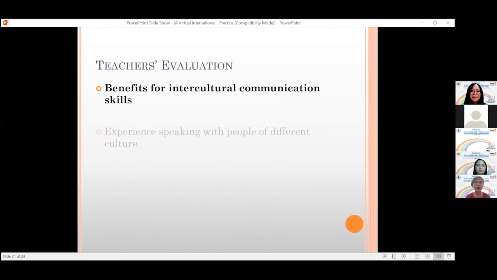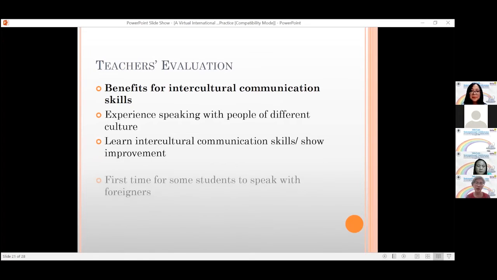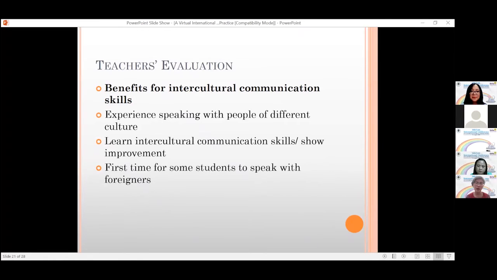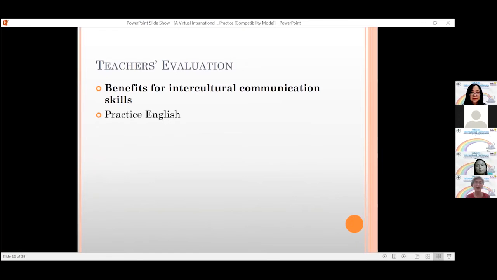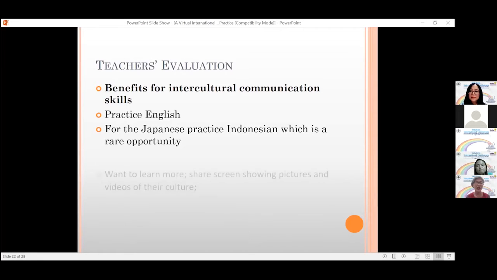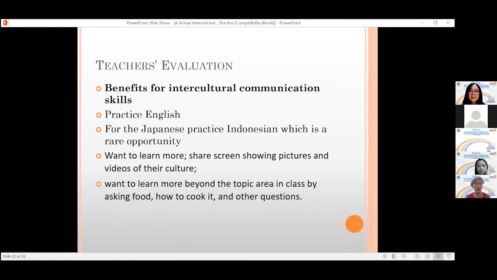Another benefit, especially for intercultural communication skill: experience speaking with people with different culture, learn intercultural communication skills. And for some of the students, it's the first time for them to speak with foreigners. And Indonesian students learn new ways of handling intercultural communication challenges via Zoom or with poor internet connection. And then, of course, they practice English. And for the Japanese, actually, they practice Indonesian, which is a rare opportunity. And they also want to learn more. They also want to explore more about the topic discussed in class.